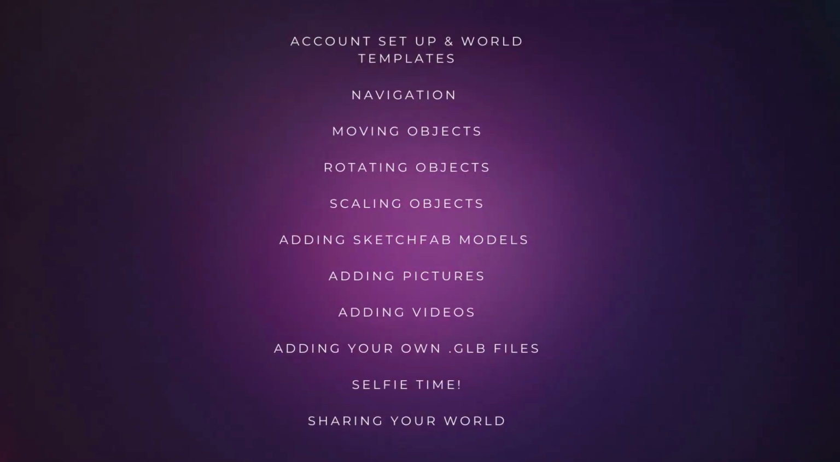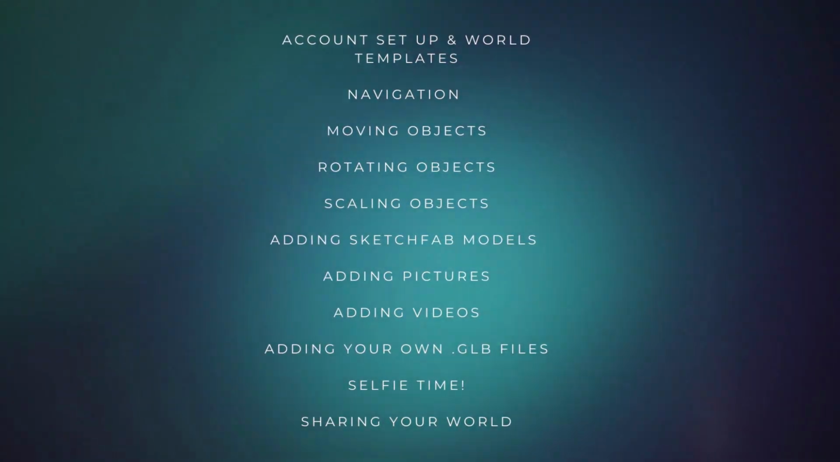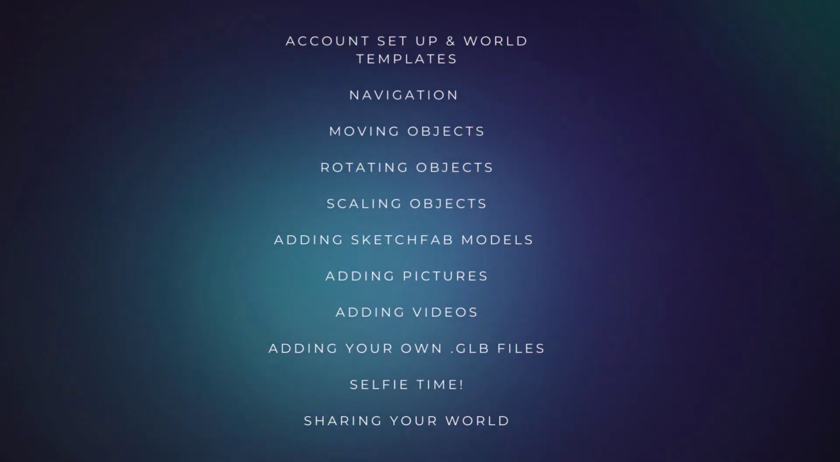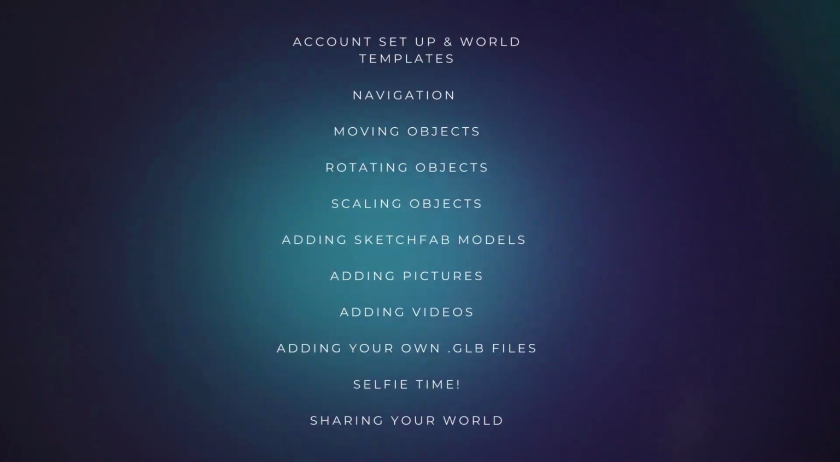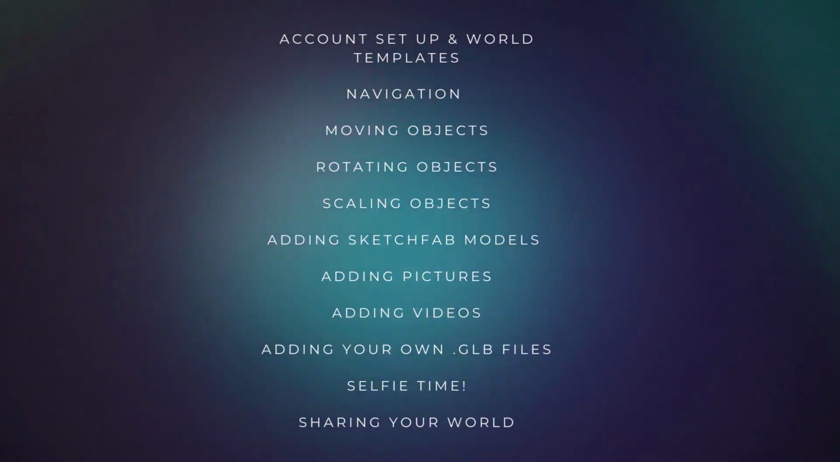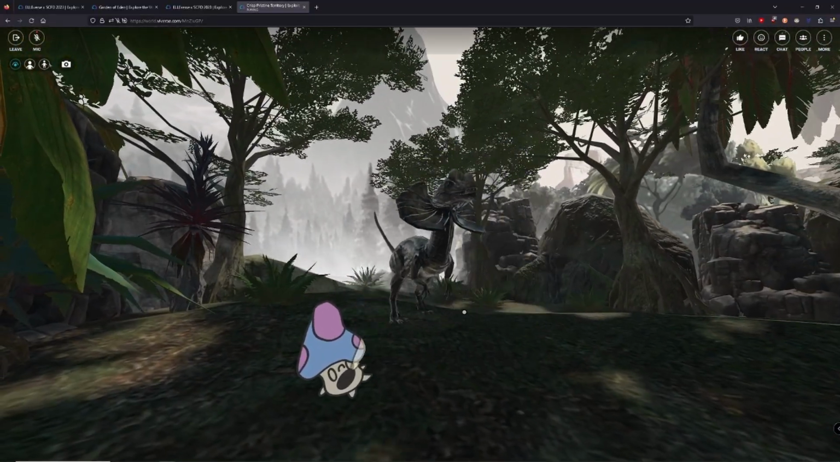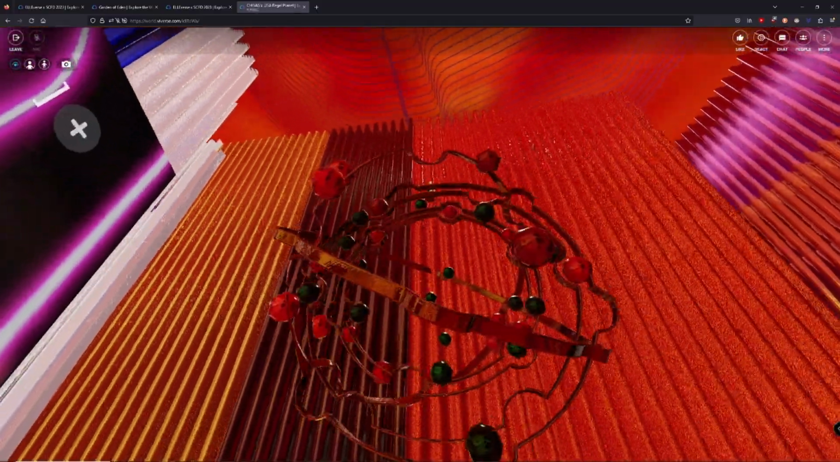So here's a quick outline of the topics we'll be covering in today's video. We'll kick things off with account setup and world templates, followed by the fundamentals of navigating in Viverse, moving objects, rotating objects, and scaling objects. We'll then cover the ease with which you'll be able to bring in Sketchfab models, pictures, videos, as well as your own .glb files into Viverse. Lastly, we'll cover how to take selfies and sharing your world with Viverse. Alright, I'm excited to show you around. Come along! Let's start with world templates.